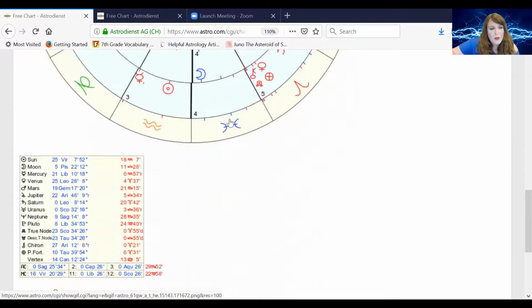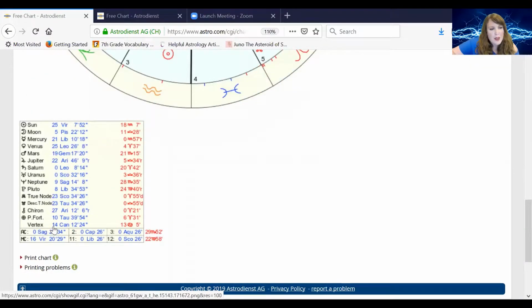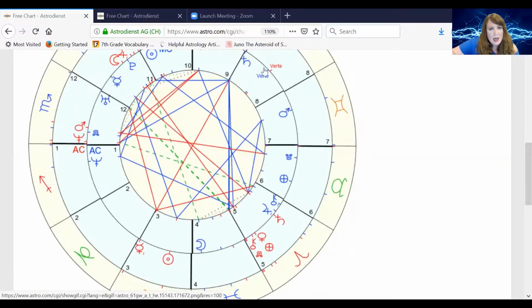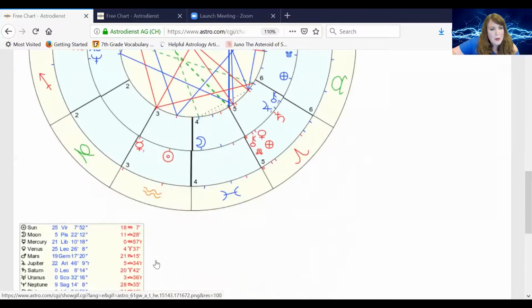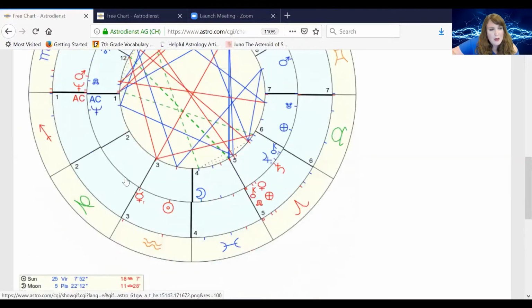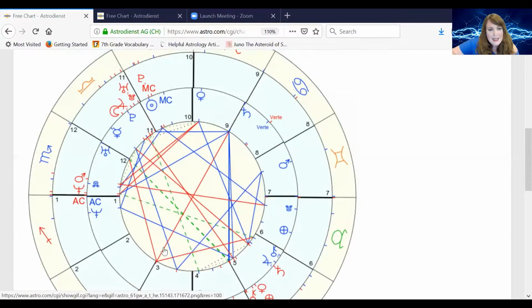So for the blue person, their anti-vertex is at 14 degrees of Capricorn. Capricorn is the opposite sign of Cancer, okay? The blue person, their anti-vertex is 13 degrees of Capricorn. So they're going to be right here. So this axis is exactly conjunct within 1 degree. Okay, pretty cool. Now let's take a look at this chart for a second.